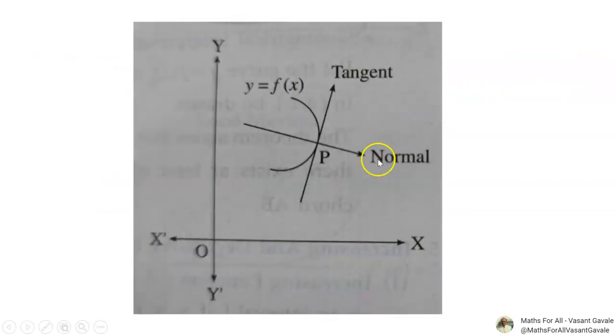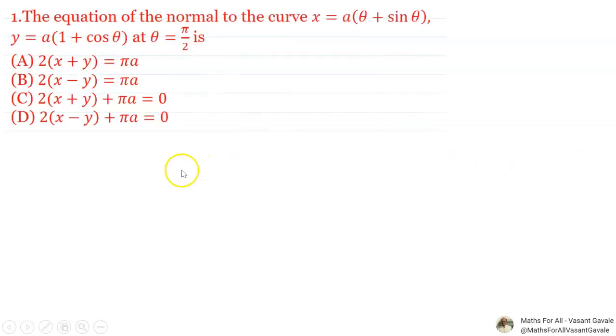Okay, now see this here, x-axis, y-axis. y equals f of x, this is the curve, and at the point P, this is the tangent, and perpendicular to this tangent, this is the normal. Okay, now let us start the example.